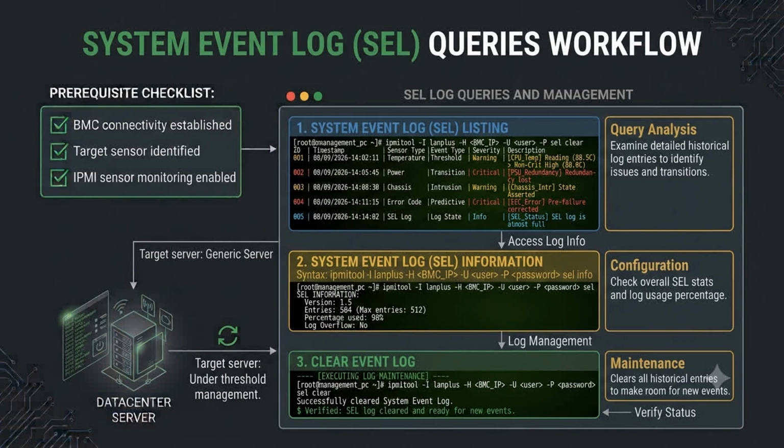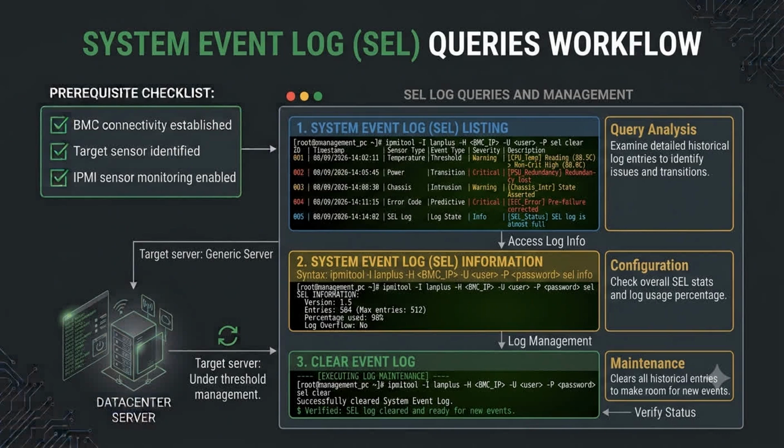The system event log is the server's memory. Every power event, every error, every warning is logged. Type ipmitool sel list. You see timestamps, sensor types, event types, and severity levels. Critical events, warnings, informational events. Each entry shows exactly what happened and when.